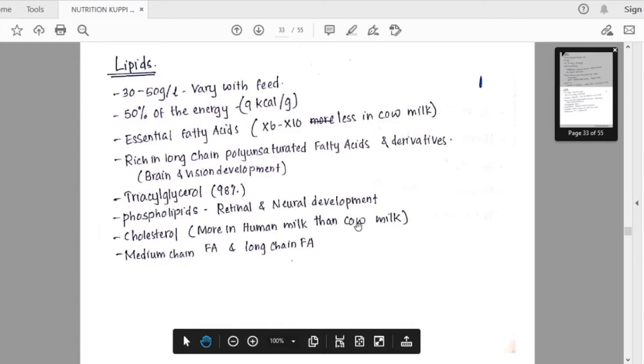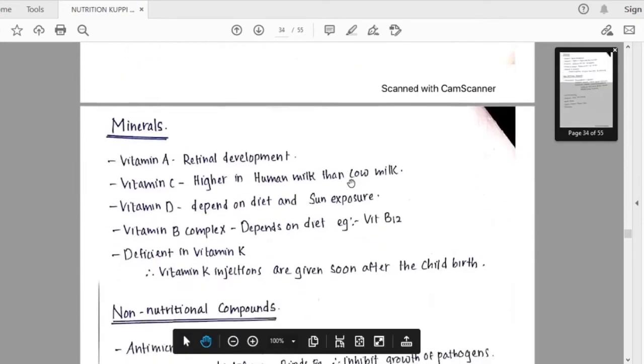Next is triglycerol, or TAGs. Phospholipids are important for retinal and neural development. Cholesterol is more in human milk than in cow's milk. There are also medium chain fatty acids and long chain fatty acids.